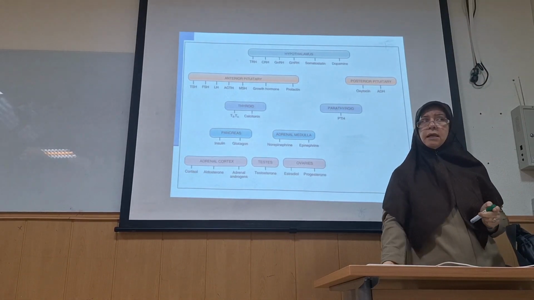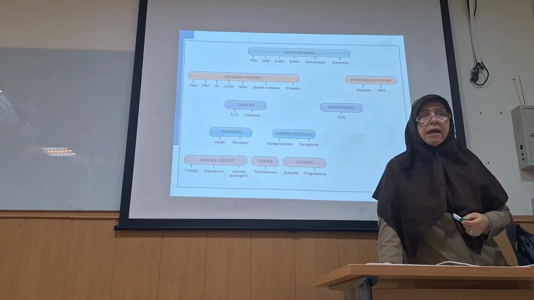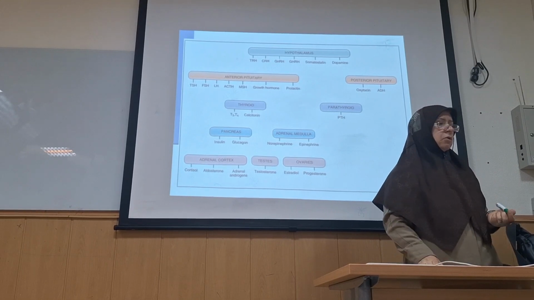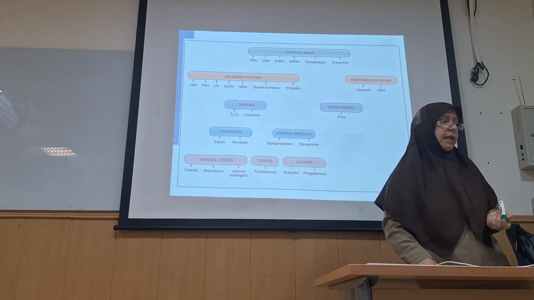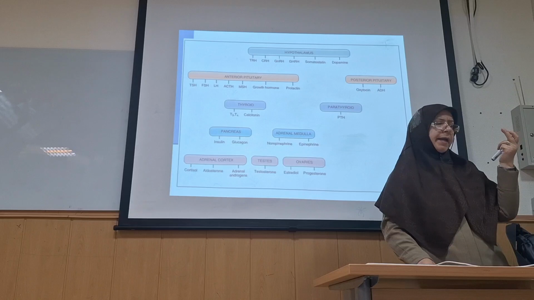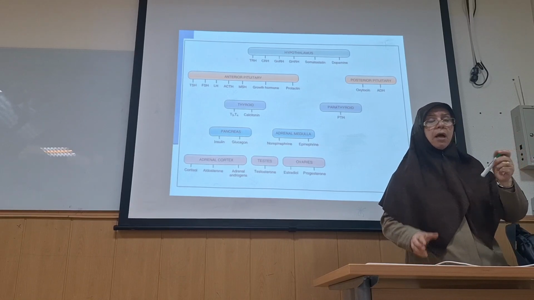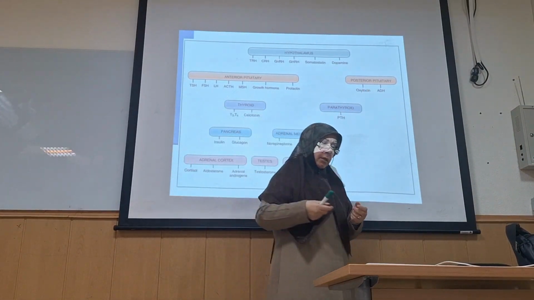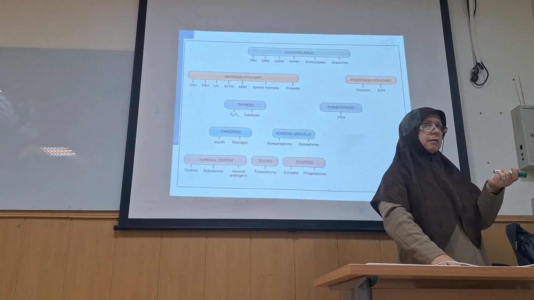Hypothalamus is not a gland, but can produce some neurohormones, including TRH. You know TRH? Thyrotropin releasing hormone, which stimulates TSH, okay? CRH, GnRH, GHRH, okay? Somatostatin, dopamine. Hypothalamus is not a gland, but can produce some neurohormones, okay?